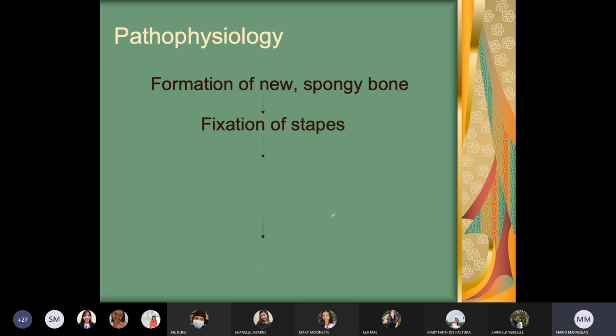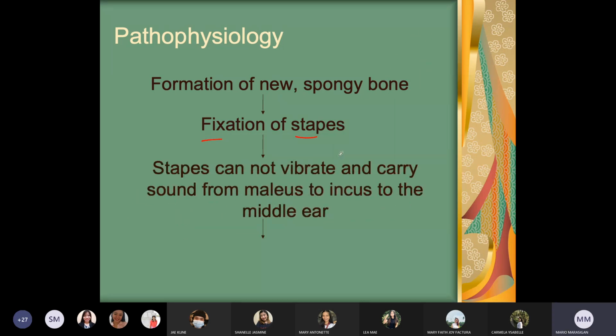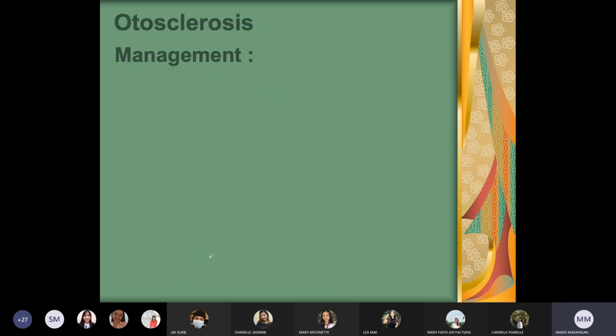Okay, so when there is a new or spongy bone located in the foot plates ng stapes, what will happen to the stapes? Magiging fixed siya, hindi siya makaka-vibrate, hindi makakagalaw. Okay? Then the stape cannot vibrate, and when it cannot vibrate, then hindi niya mapupush yung sound from malleus to incus, okay, to the middle ear. And you will have your conductive hearing loss.